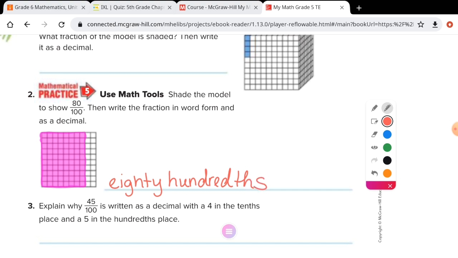And decimal form. What does 80 hundredths look like as a decimal? Fisher? 0.08. Okay, I'm going to write that. Don't write it because that is incorrect. But there is an 8 in the what? Hundredths. So that is 8 hundredths. We want 80 hundredths. Gabe?